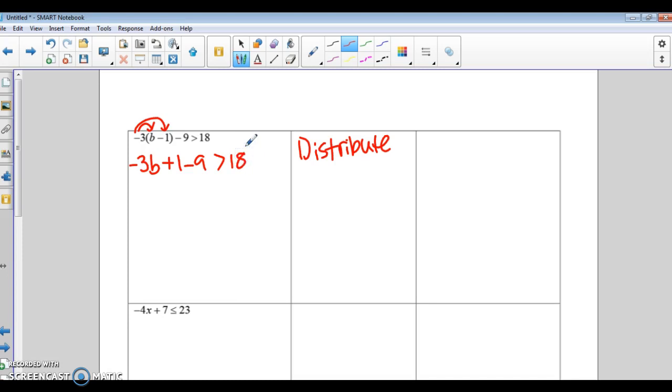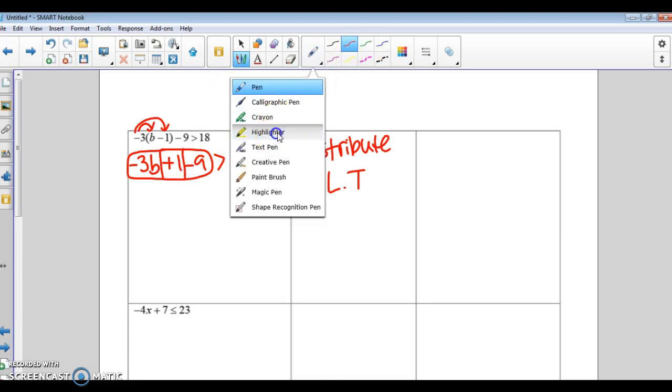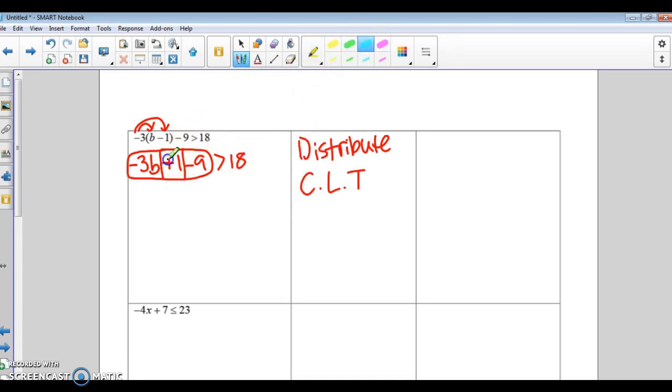What's step 2? We need to combine like terms. Do we have any like terms? Yes, we do. We have like terms, so I'm going to box it up. Do you guys remember? This is same rule. Okay, and what are like terms here? Like terms are numbers. Positive 1, negative 9. So we can definitely combine those two. So negative 3b, and then positive 1 minus 9 is negative 8 is greater than 18.